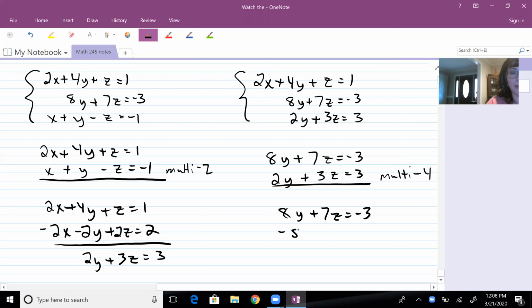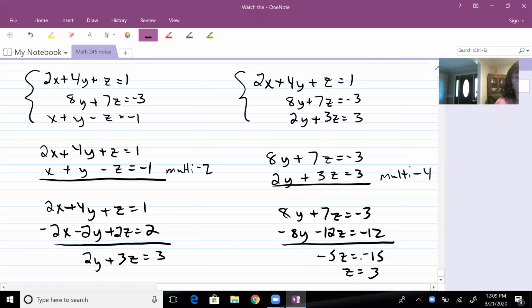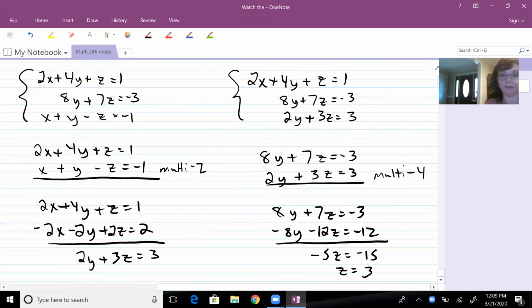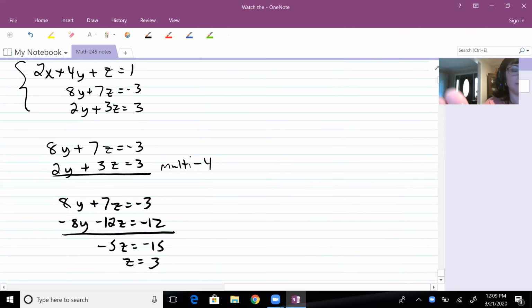So that will be negative 8y, negative 12z, and a negative 12. So the 8y's go. We've got now a negative 5z, and we've got a negative 15. So let me just go ahead and finish this up. If I divide both sides by negative 5, I'll have z equals 3. Now in this system, that is the new third.